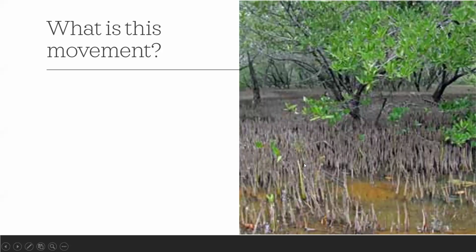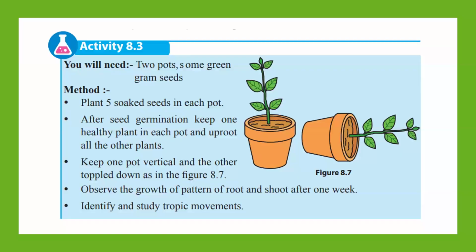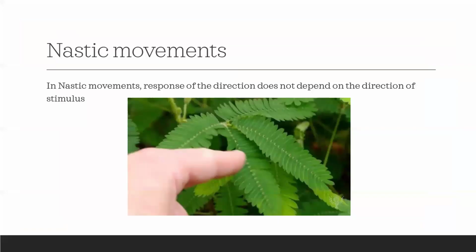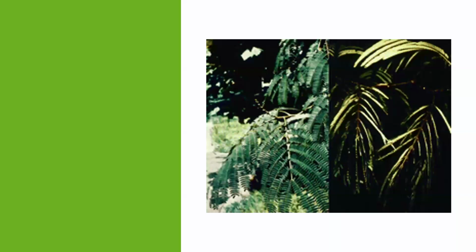We call it negative geotropic movement, right? And these are the nastic movements. Nastic movements means the direction of the response does not depend on the direction of the stimulus, right? You can't see any relationship between the direction of the stimulus and the response. So when leaves sleep in the evening, it's a type of nastic movement. How do you call this?